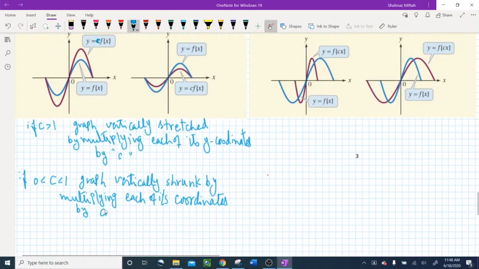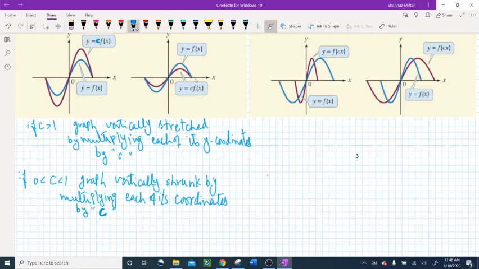I'm doing the same thing for vertical shrink and stretch. I'm multiplying c by each of its y coordinates. c is the coefficient I have in front of the function. If it is greater than 1, then it's a stretch. If it's less than 1 and greater than 0, then it's a shrink. So that's what it is.